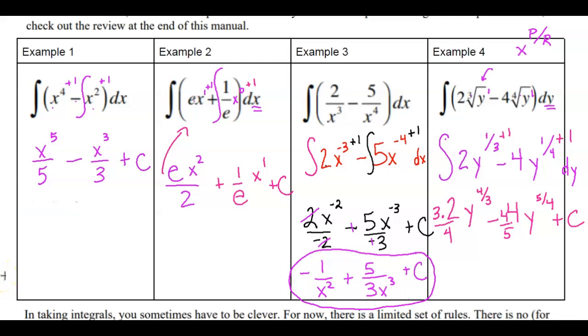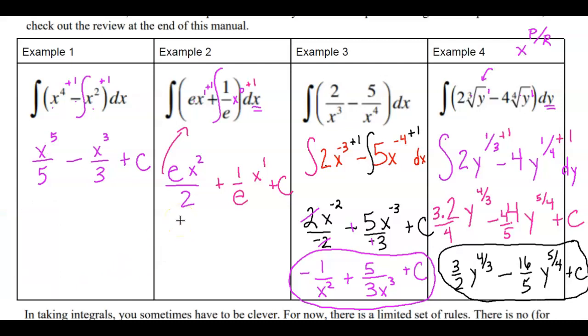So we would get 6/4, which is 3/2, y to the 4/3. And we don't typically, they might write it in the radical form, or you can leave it as the exponent. Minus 16/5, y to the 5/4, plus c. And typically I do put the fraction in front being multiplied. I don't put the y in the numerator. It is there, but that's how I write it. Be flexible.